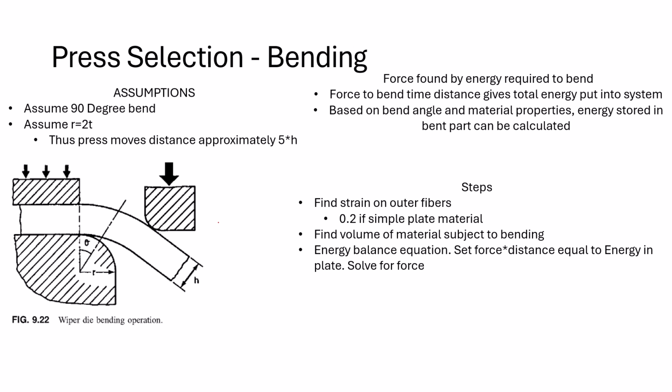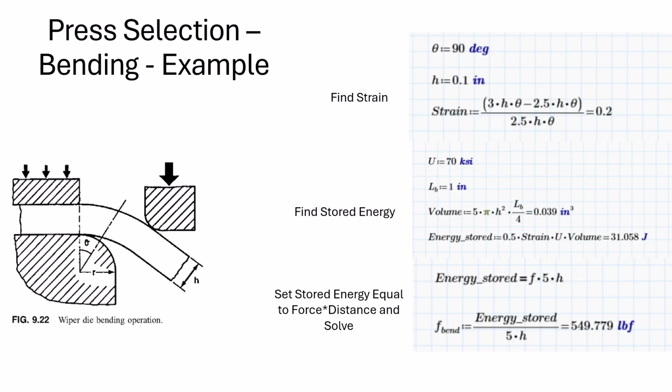From our strain and our volume, and then you can say, hey, the force of this guy right here times the distance, that's also energy. Set the two equal to each other and you find your force. So you can see that right here. We found our strain, we find the stored energy right here, and then we set that stored energy equal to the force times 5H, and we get our force for bending.